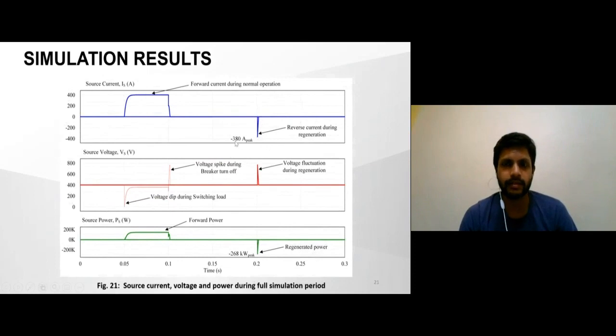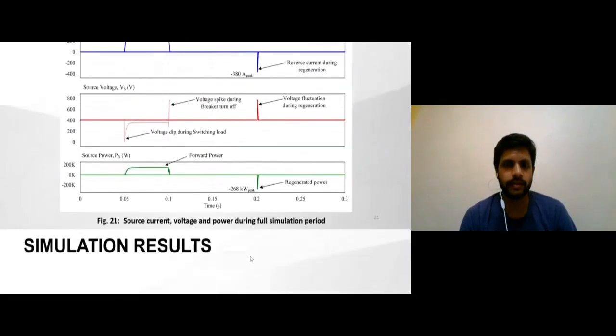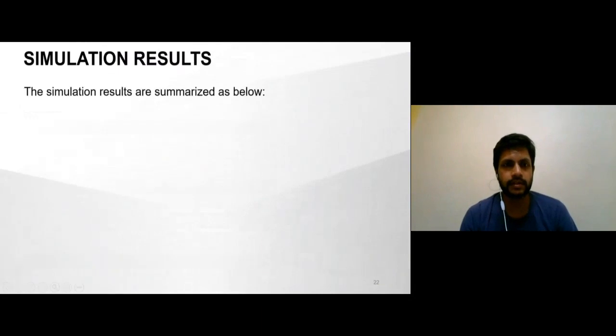We can see from here that the regenerated current has a peak value of minus 380 ampere peak. The source voltage got some fluctuation during the regeneration though, and this is the source power, this is the forward power, and the negative power with a peak value of minus 268 kilowatt peak. So the simulation results are summarized as below.